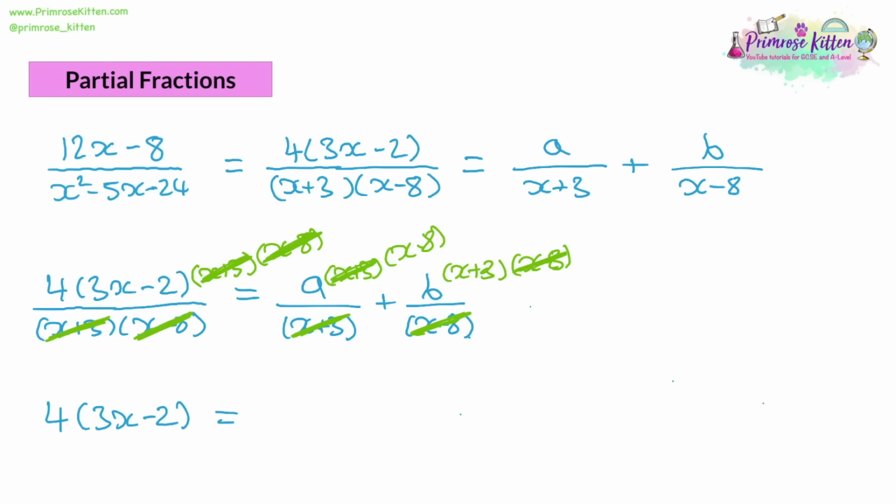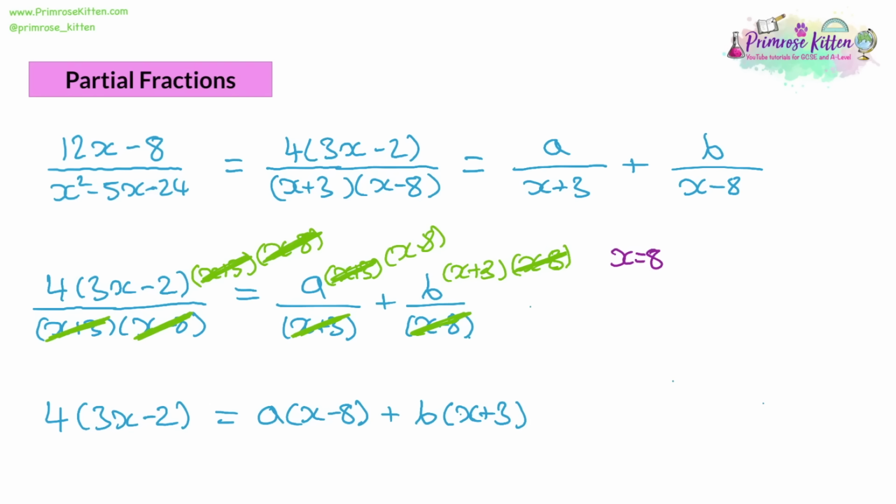And on the right-hand side, we're going to have a lots of x minus 8 plus b lots of x plus 3. Now, we can substitute in values of x to get rid of one of the variables, because we can't solve equations with an a and a b in. We need to get rid of one of them. So we need to substitute in two things. To get rid of a, x would have to equal 8, because then the bracket will be 8 take away 8, which is 0, and a times 0 is 0.